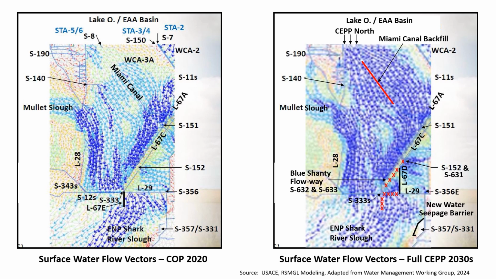Flows entering Water Conservation Area 3A from the west would spread more uniformly into Water Conservation Area 3A marshes, then pass southward into Everglades National Park.